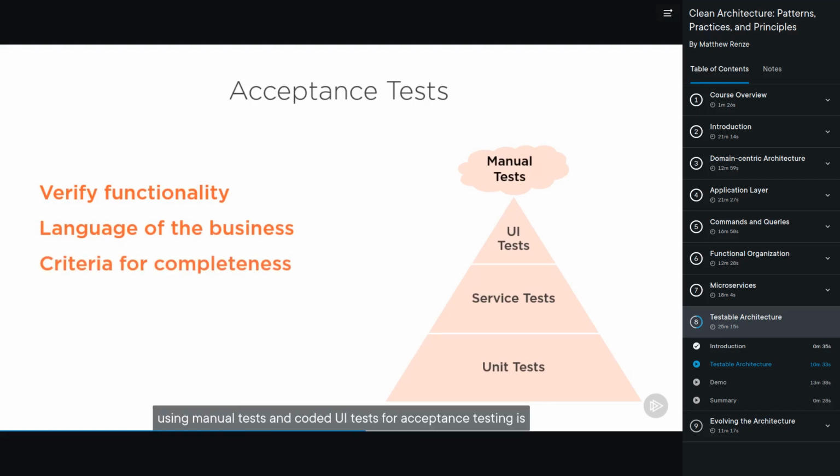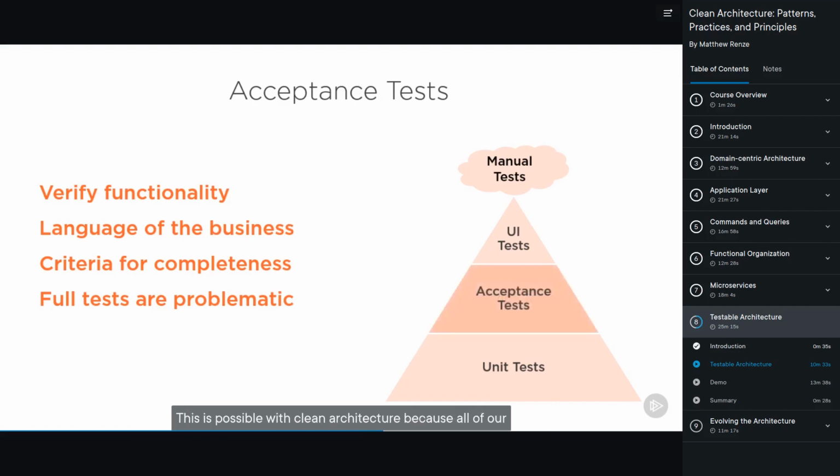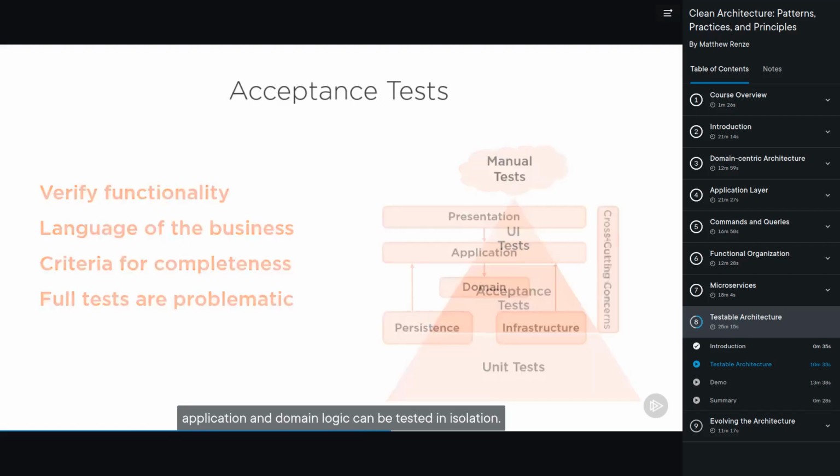However, using manual tests and coded UI tests for acceptance testing is problematic for the various reasons we discussed earlier. So, one place where clean architecture really helps us make testing easier and get the most value out of our acceptance testing is by allowing us to replace high-cost manual and coded UI acceptance tests with automated service-level acceptance tests. This is possible with clean architecture because all of our application and domain logic can be tested in isolation.